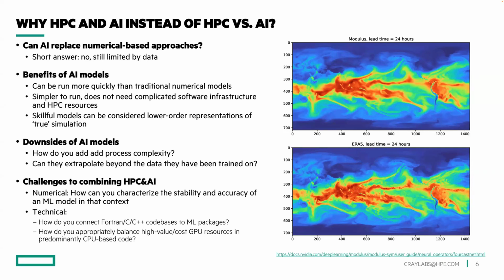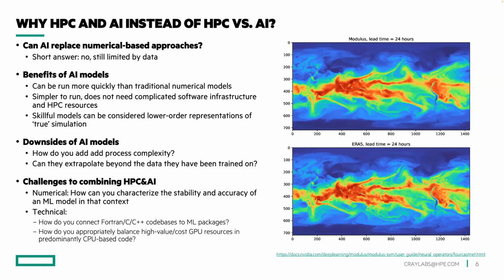But there are downsides of AI models. One is, once you have your AI model trained to solve a problem, how do you add another level of complexity? Say that you had the model solving the problem at some scale. How do you now add another scale? Can you just do that by adding a part of the model as you would do in numerics, or do you have to retrain a new model from scratch? And obviously, extrapolation is always very difficult.